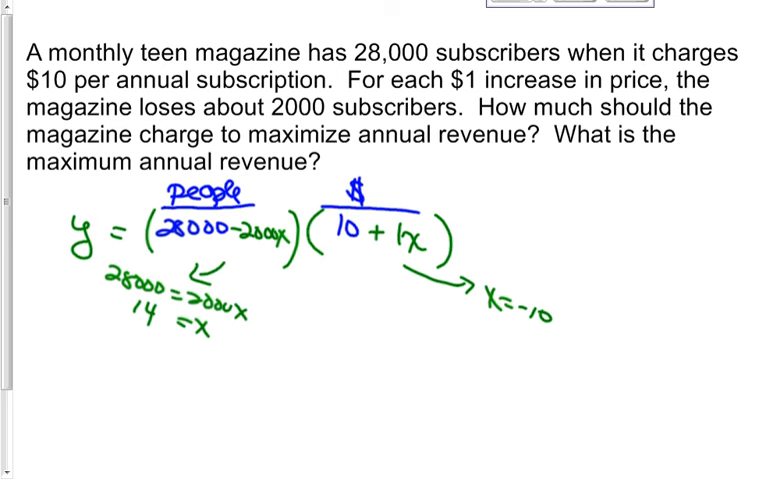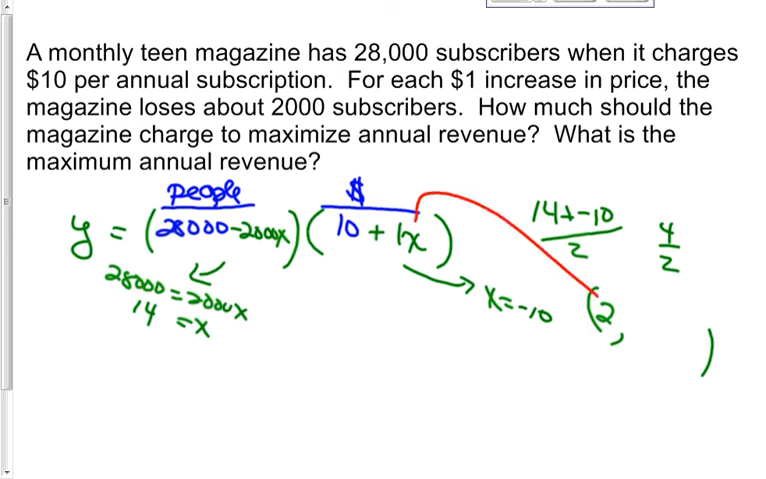Now, plug those back in. P plus Q, divided by 2. 14 plus negative 10 over 2. 4 over 2 is 2. 2 is not what you're going to charge. 2 is what we're going to plug back into the price number. Let's take our 2, go back into the price category, 10 plus 2, we're going to charge $12 for a subscription.